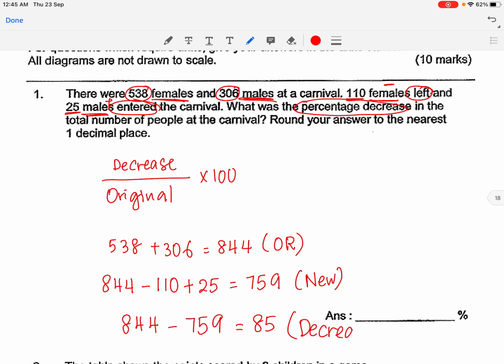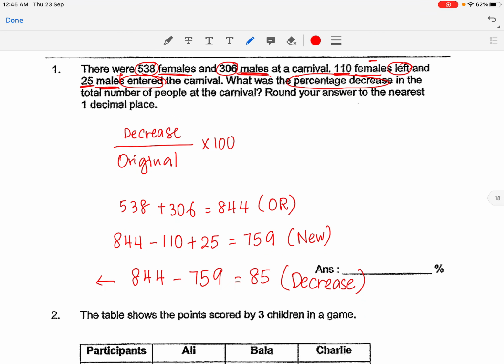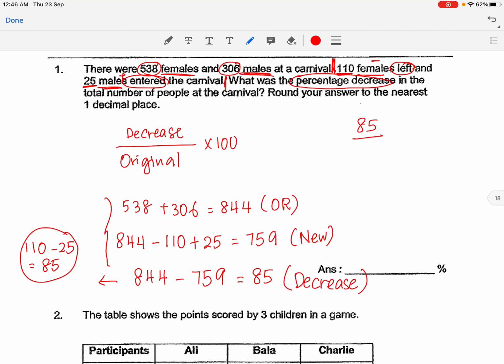Some of you might be thinking, hey, Madam Yen, there's another way of finding the decrease. Yes, there is. For those of you who understood, the change starts from this part here. 110 females left, so you will have 110. You will take away 25. You will get 85. This represents the overall people who left. So this can replace all of this. So now you have your decrease, which is 85, over your original, which is 844.